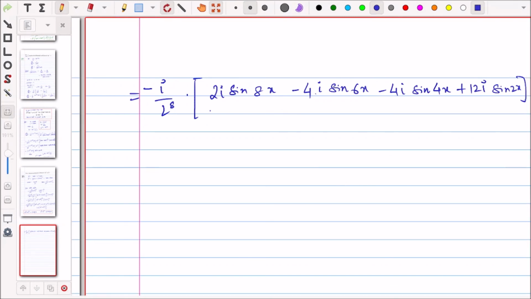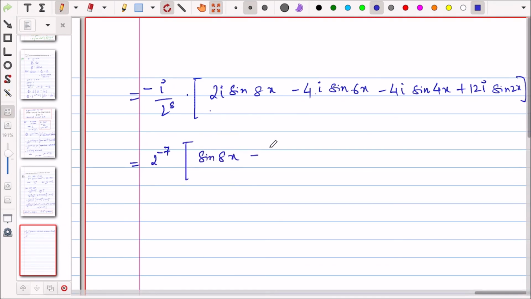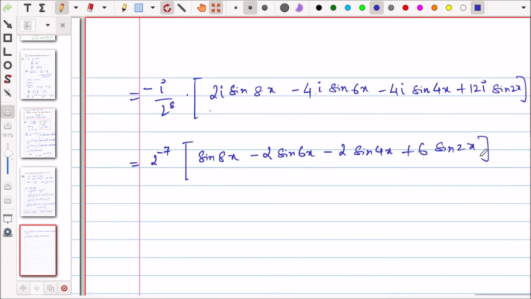Is it fine? So you can take 2i common in all these terms. 2i common निकाल लोगे. So 2i will get absorbed with this. So this will become 2i square, minus I square will become 1. 2 will become cancelled. So you will be left with 2 to the power minus 7. Here you are left with sin 8x minus 2 sin 6x minus 2 sin 4x plus 6 sin 2x. Fine.